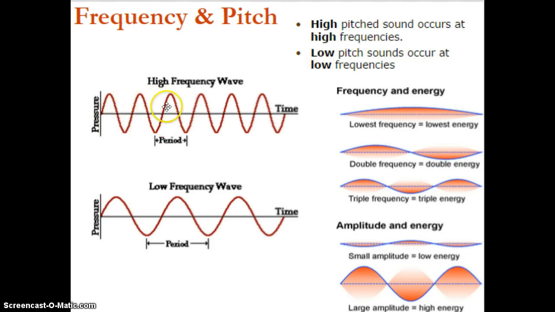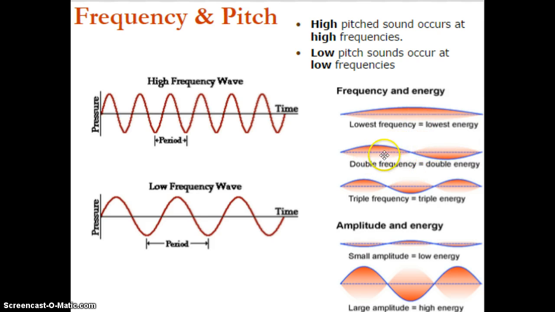So a high frequency, remember, has more oscillations per unit of time, and very small wavelengths. And here we have a low frequency, which has a large wavelength, and let's just say it takes more time to travel there. So we talk about frequency and energy. A low frequency is going to have lower energy than something that has greater frequency.